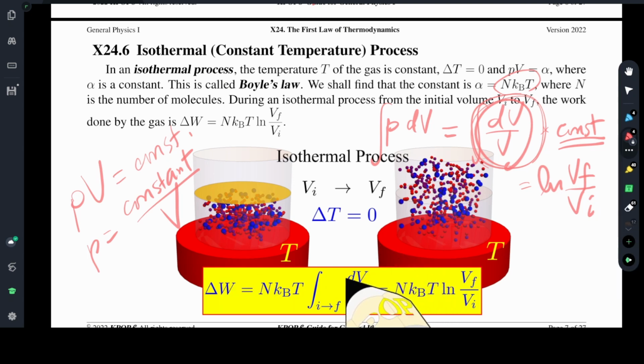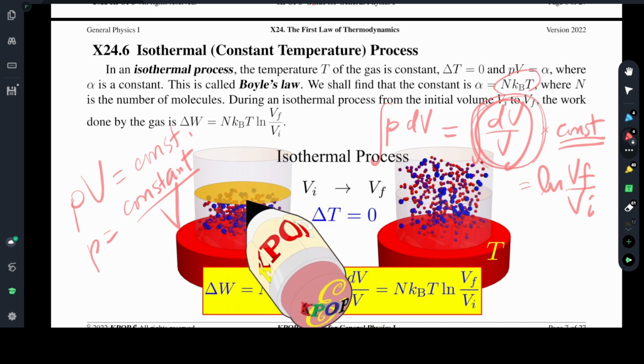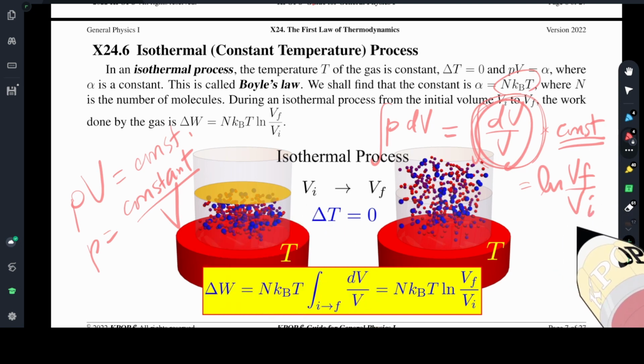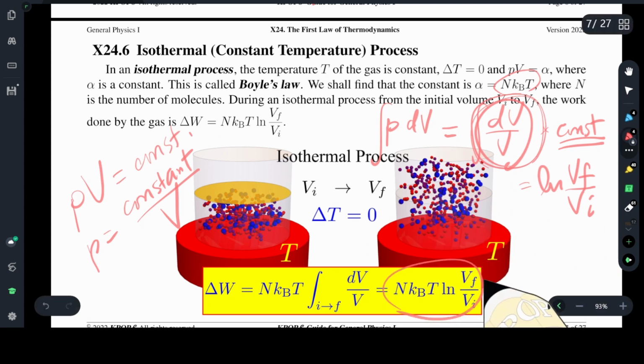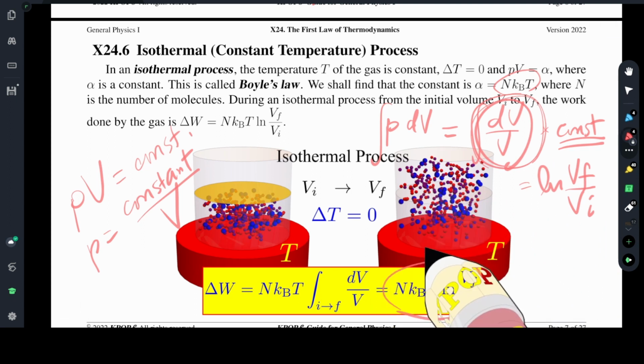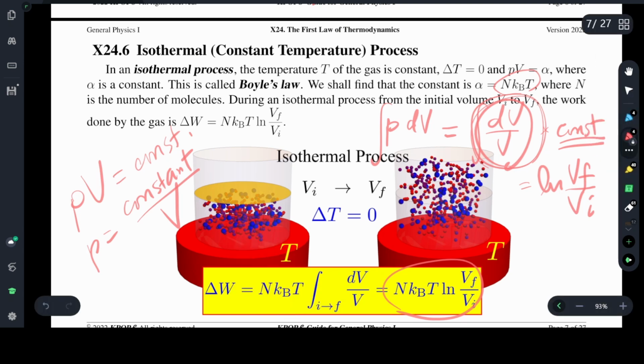In this process, heat should be transferred to the gas, and the gas has done work by this amount, and exactly the same amount of heat must have been supplied from the heat reservoir.